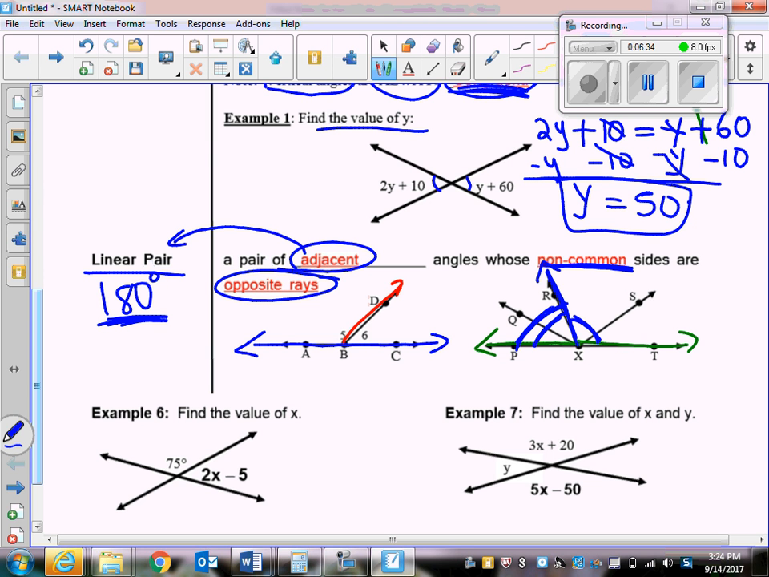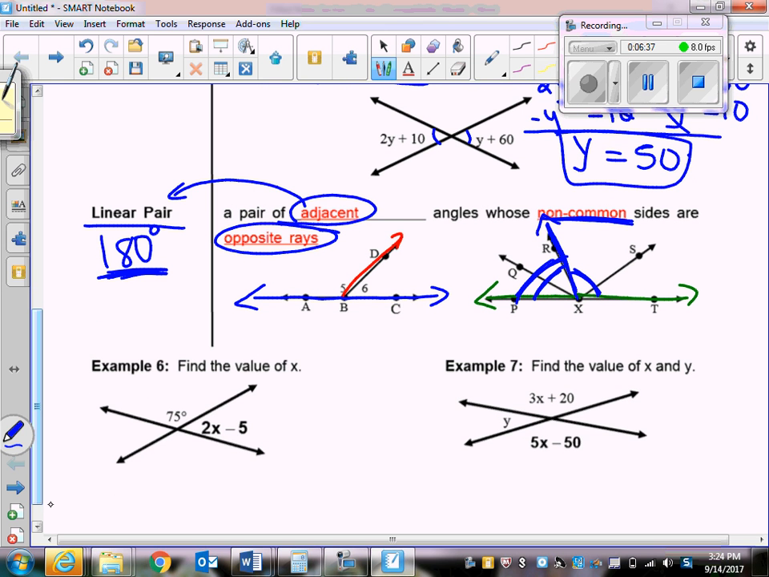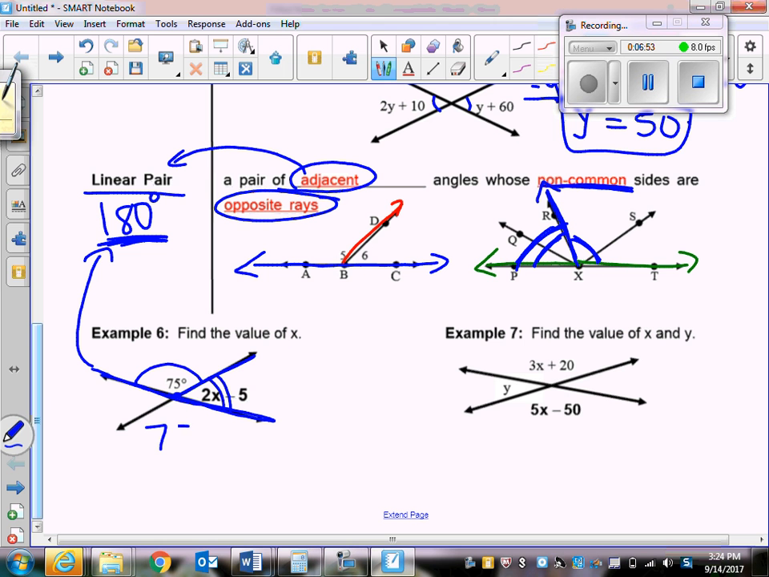Okay, so now we have two examples here, which, in this case, we have my opposite rays, or my straight line. These are adjacent to each other. This is the common ray. So this angle and this angle have to add up to 180 degrees. So to solve for this problem, I will do 75 plus 2x minus 5 is going to equal 180 degrees. Okay, then you solve for x, and that's what they want you to solve. So go ahead, solve for x, and write down the answer.